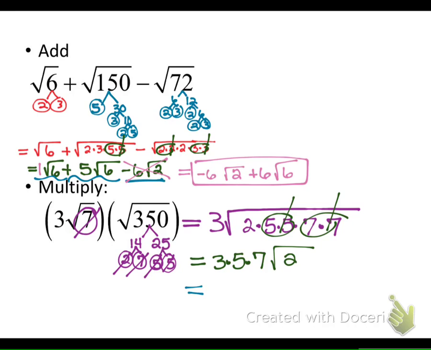So when I go to simplify it out, what's my coefficient going to be? 35. So 3 times 5 times 7. You guys have the calculators, I don't. 105. What do you say? 105. 105 square root what? Square root 2. Box it. Oh yeah, your coefficient can be bigger than your radicand.